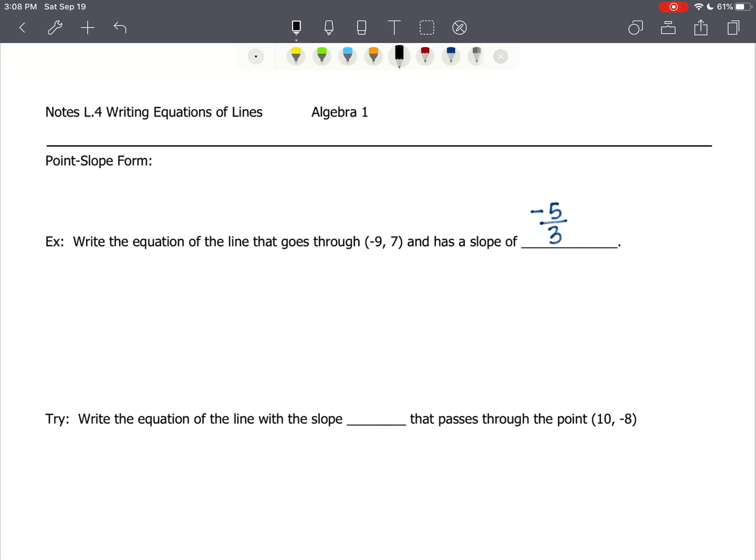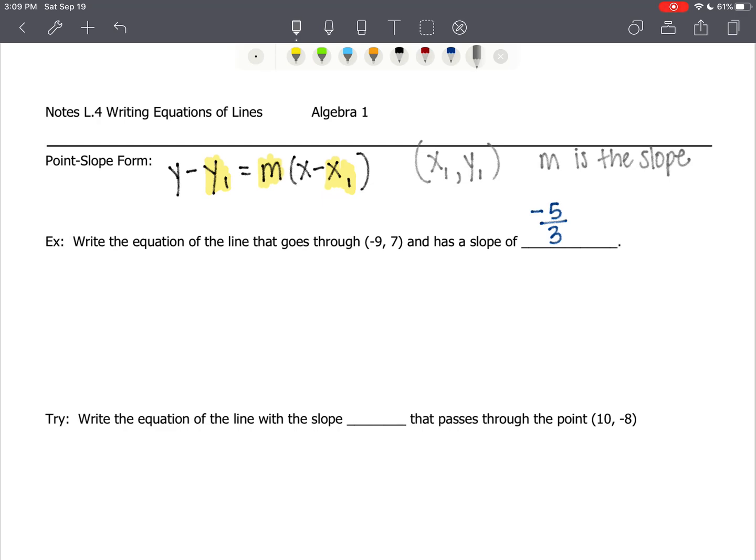In this video, we're going to write equations of lines using point-slope form. Point-slope form says y minus y1 equals m times x minus x1, in which y1, m, and x1 are all values that are replaced with numerical numbers. So x1, y1 is going to come from a point that lies on the line, and then m is the slope of the line.